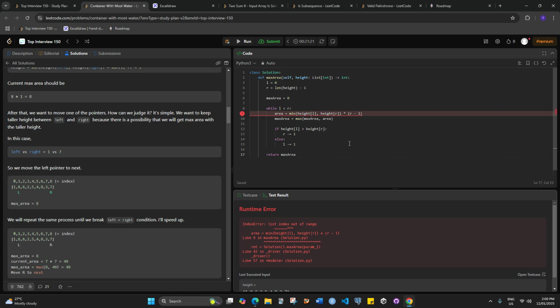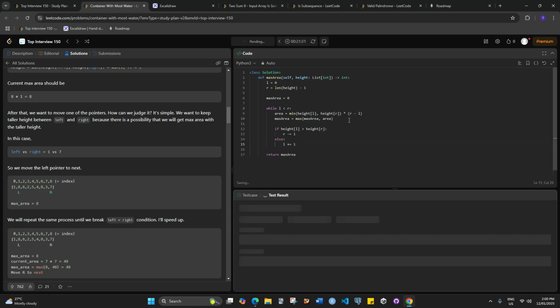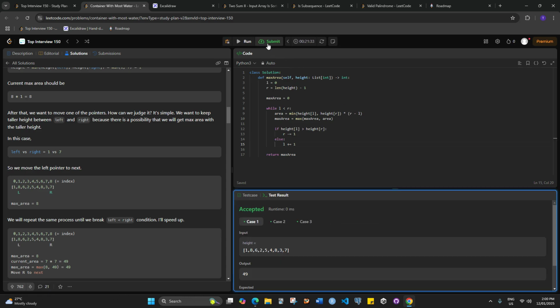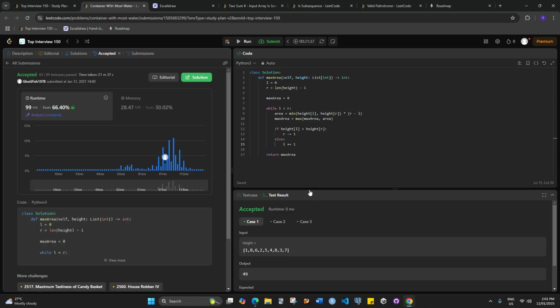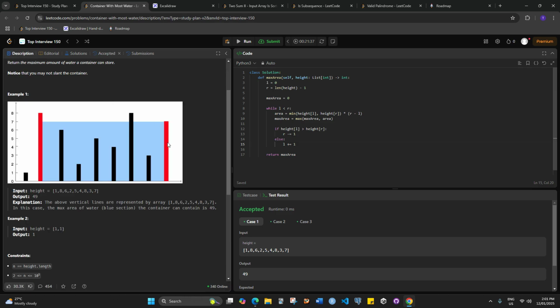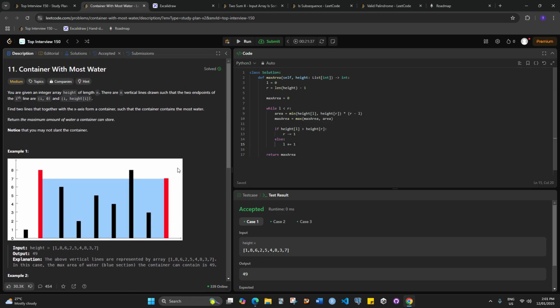Index is out of range. Why does this work though? Okay, I'll leave it at that, but I'm gonna have to figure out why this works.